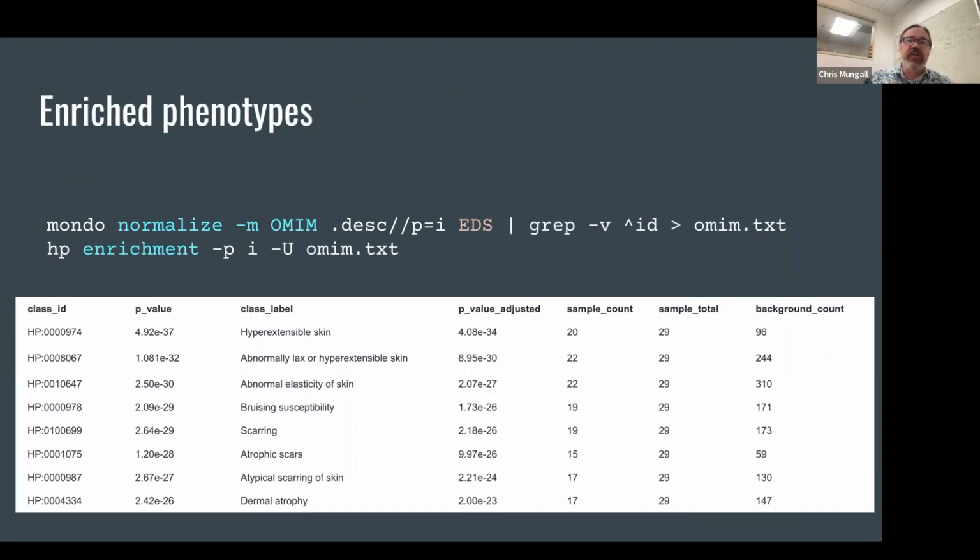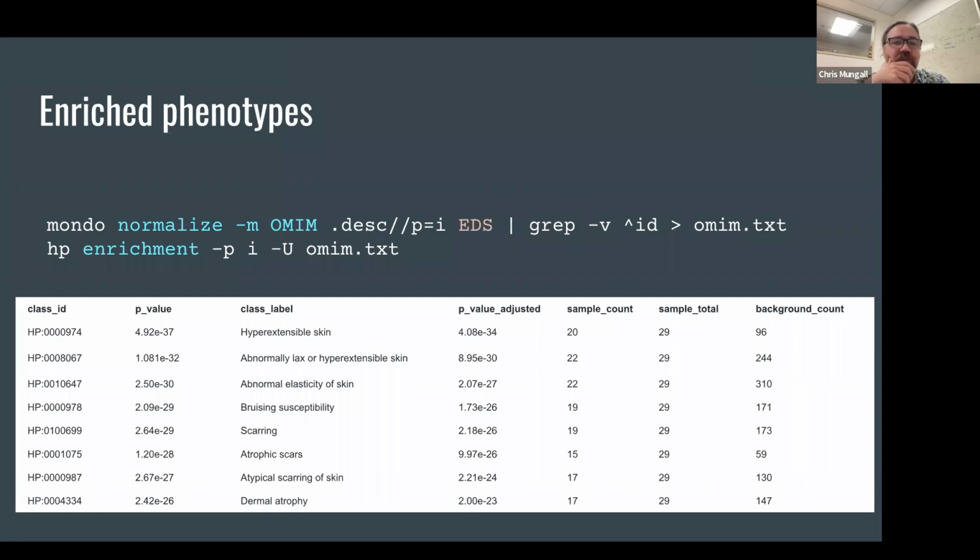So finally, let's move on to the full pipeline here. This is something you might want to split into two separate commands. Here we're running the normalize command to get all the OMIM IDs for all of the different subtypes of EDS, just redirecting this into a file called omim.txt. And then as a next step, we are running with a different ontology, the HPO, the enrichment command.